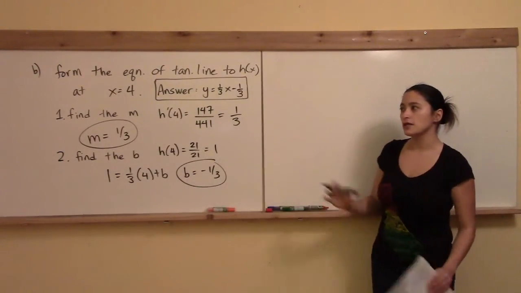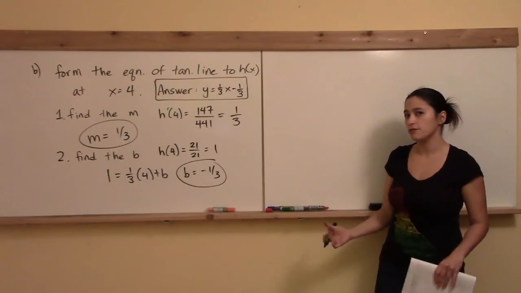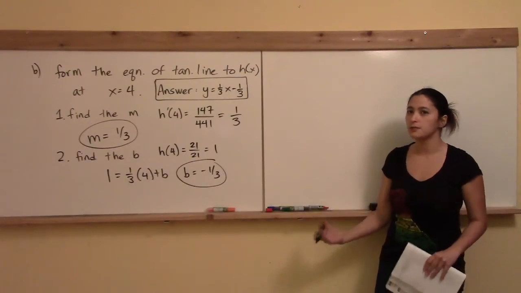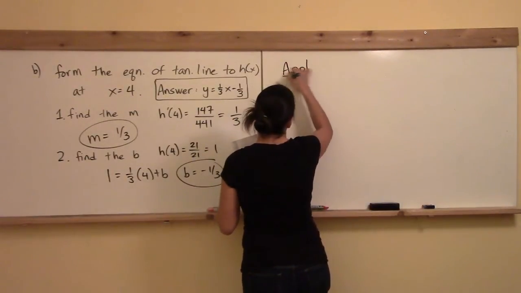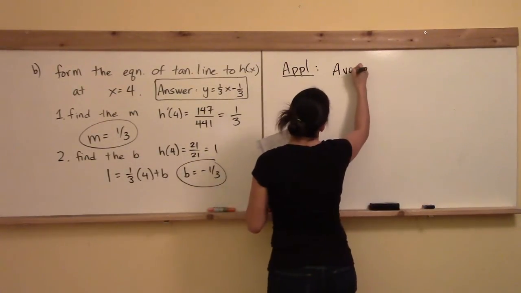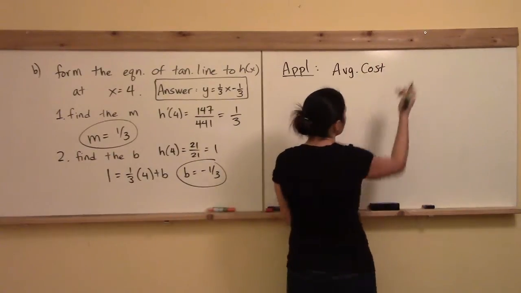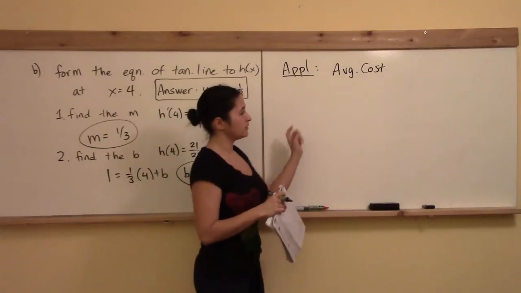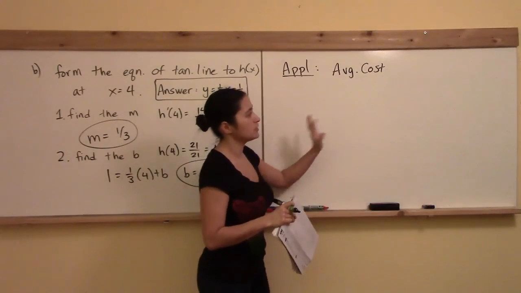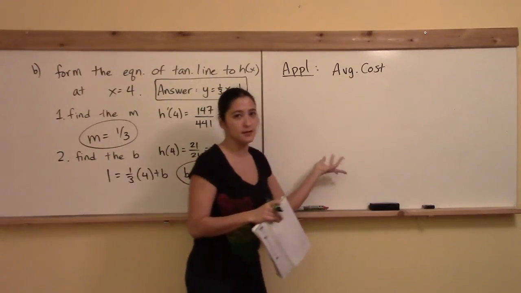For the product rule, I gave you a business application, total revenue being the product of price times number of items. The quotient rule actually has a great business application to go along with it too, and that's what we call the average cost. Average cost is going to be a little bit different than saying what is the average cost between this number and that number.